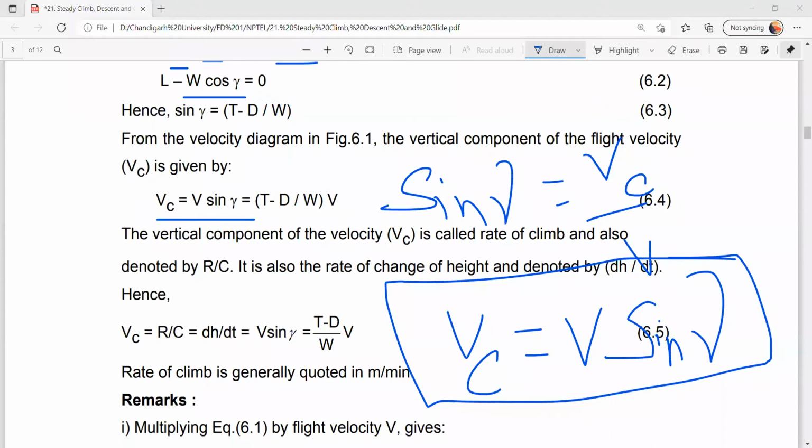Please wait 1 minute, dear students. There are some instructions going on in the lab. Please wait for that. Okay.